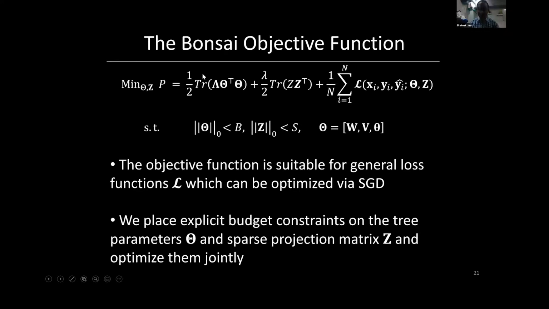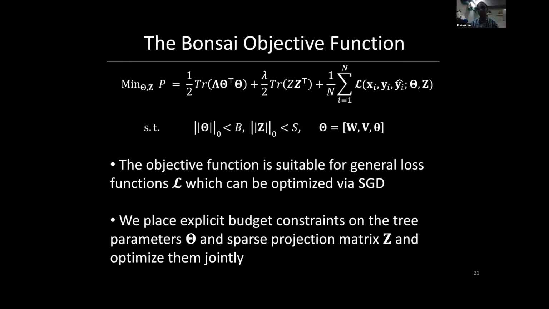We add some regularization here, and we will also impose this explicit memory constraint. We will say that the number of non-zeros in my projection matrix, as well as the parameters of the tree, should be less than some b as well as s, and you can now jointly optimize, right? So again, this is a challenging non-convex optimization problem.